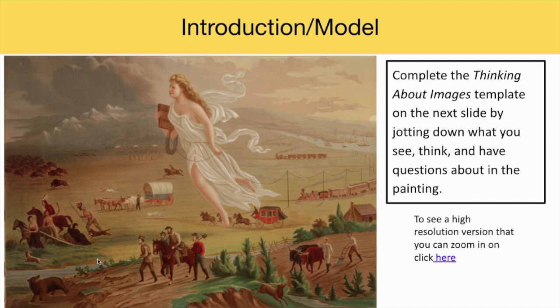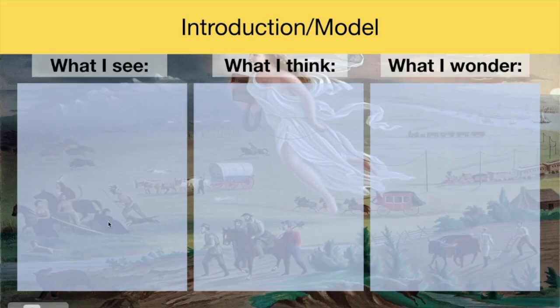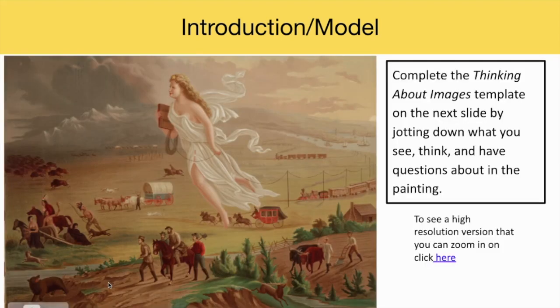The first learning activity that I will take you through is we will analyze this painting, and then we'll complete the thinking about images template on the next slide by jotting down what we see, think, and have questions about the painting. The first step is to state what we notice. I want to emphasize that we are not looking for interpretations at this stage, only what we observe. Think about your observations as something you could actually put your fingers on within the image.